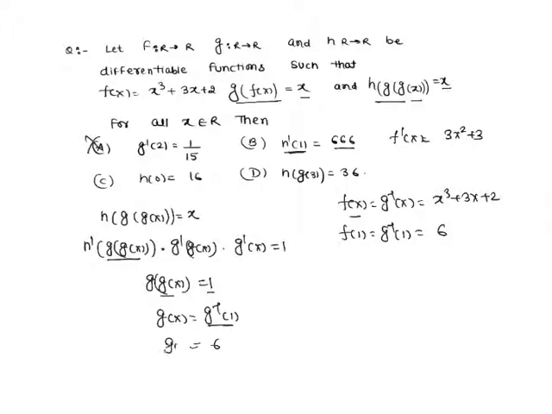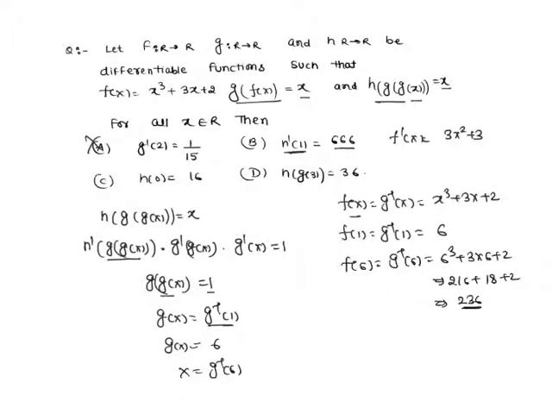So g(x) equals 6. Now again if I take x = g inverse of 6, and put 6 here, f(6) = g inverse of 6 = 6³ + 3 · 6 + 2. 6³ is 216, plus 6 times 3 is 18, plus 2. So this will come 236. So g inverse of 6 = 236.